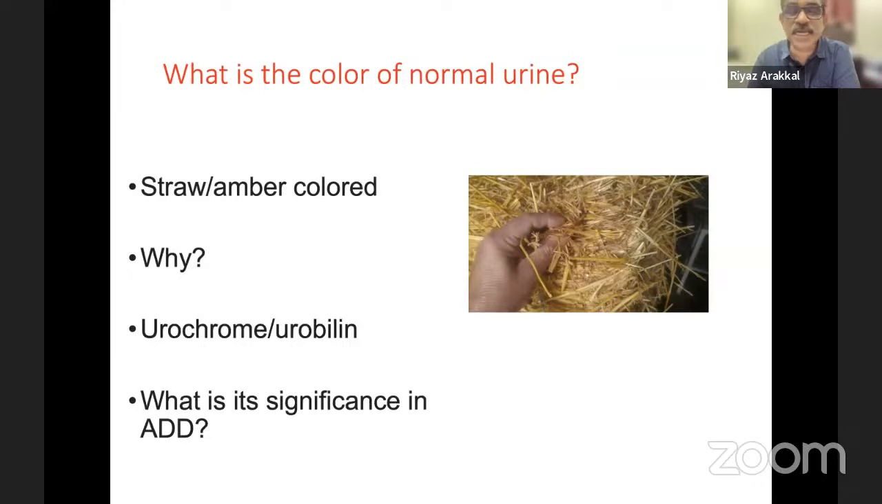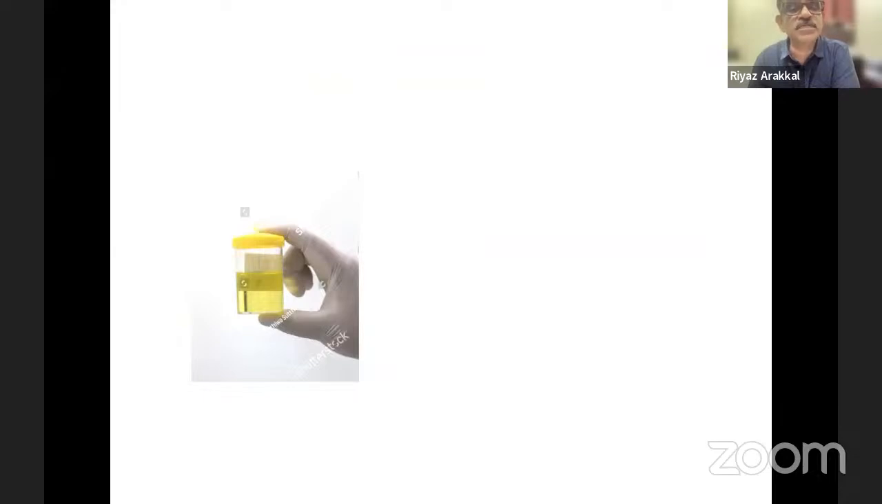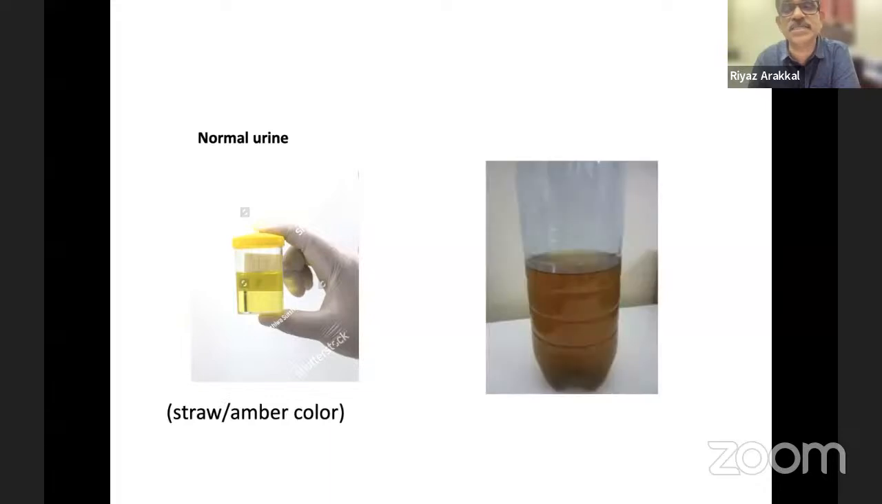What is the significance in acute diarrheal disease? It's very significant. Suppose you get a child with ADD. One of the most important questions you should ask is, what is the color of the urine? As dehydration increases, the urine becomes darker in color. So dark urine is a bad sign in a child with diarrhea, any type of dehydration. This is the normal straw colored or amber colored urine. This is the bilirubin, the classic color of hepatitis.